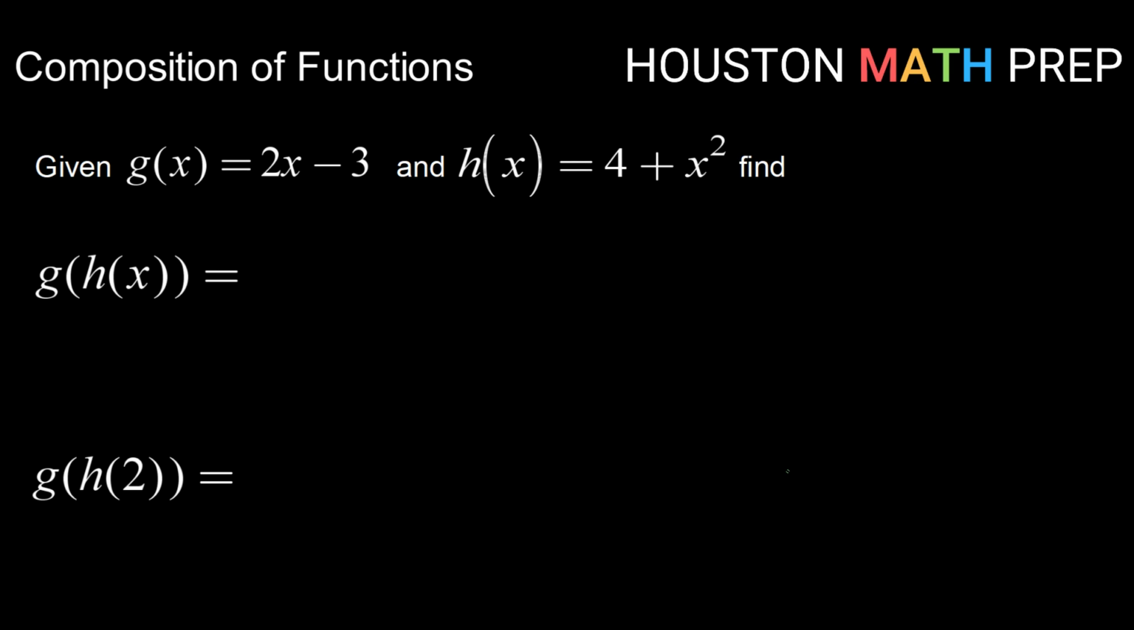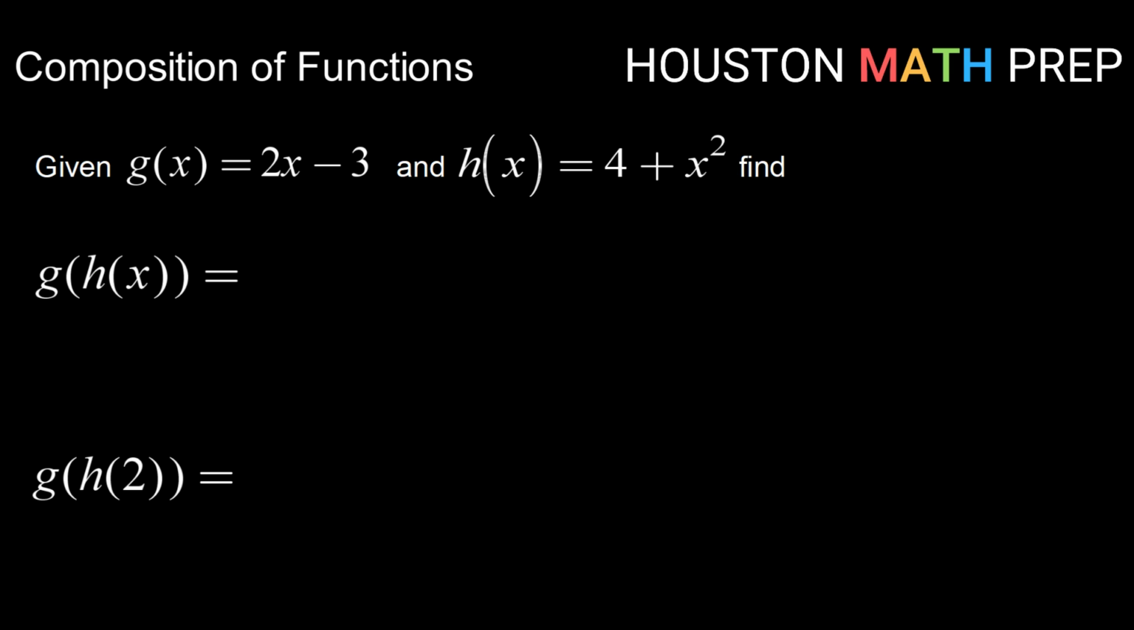All right, here are some new functions. Let's give this one a try. So g of x here is 2x minus 3, and h of x equals 4 plus x squared. Let's find first g of h of x, and then evaluate g of h of 2.